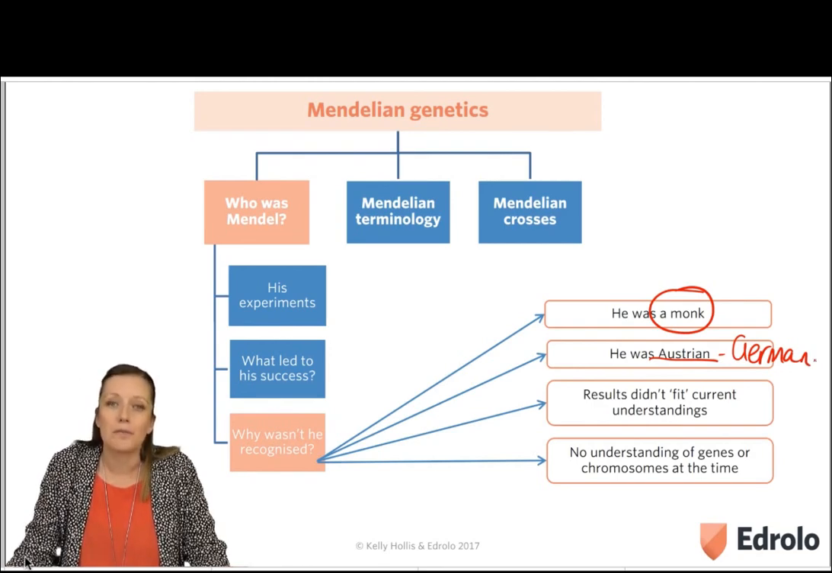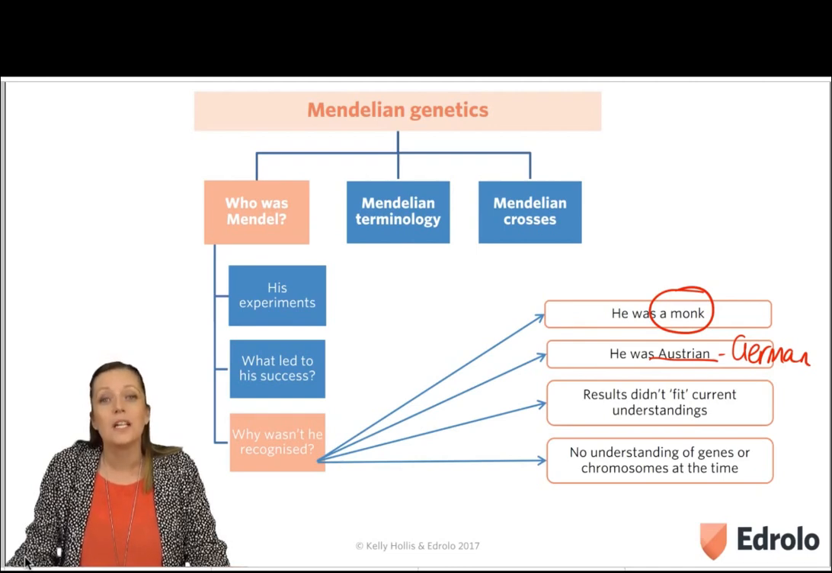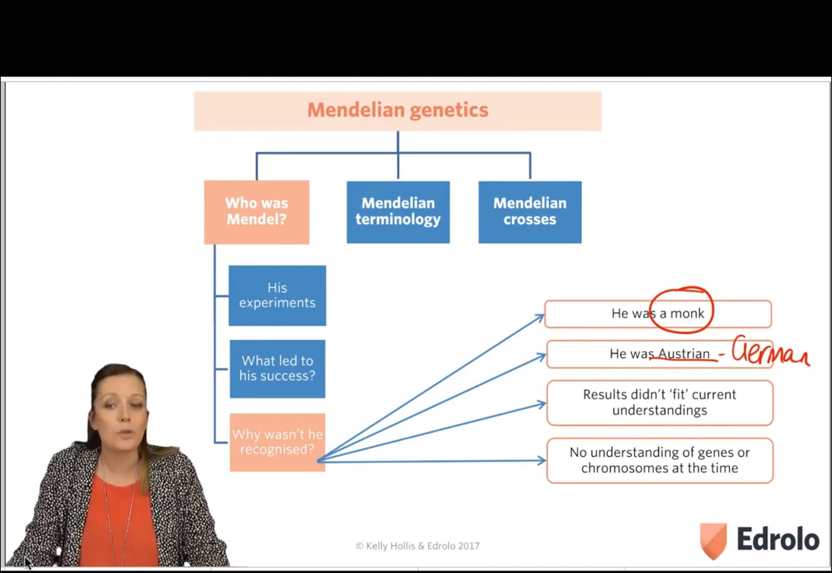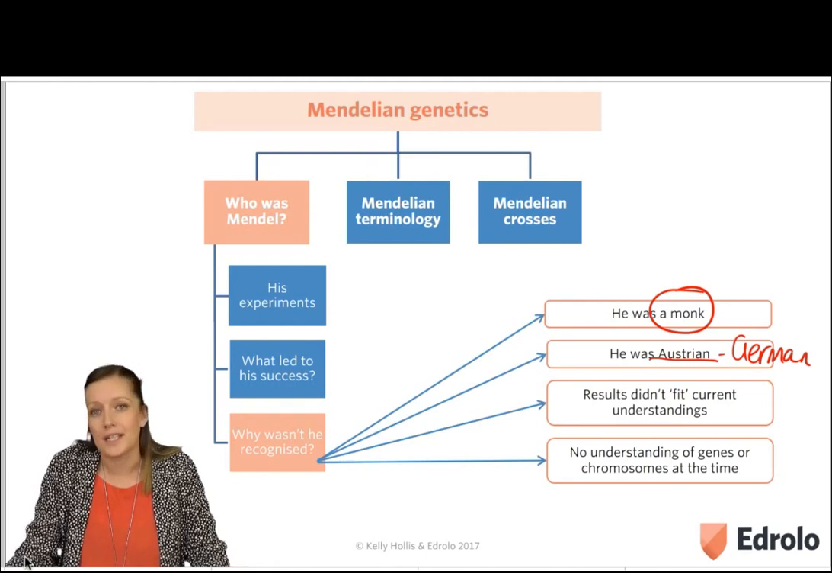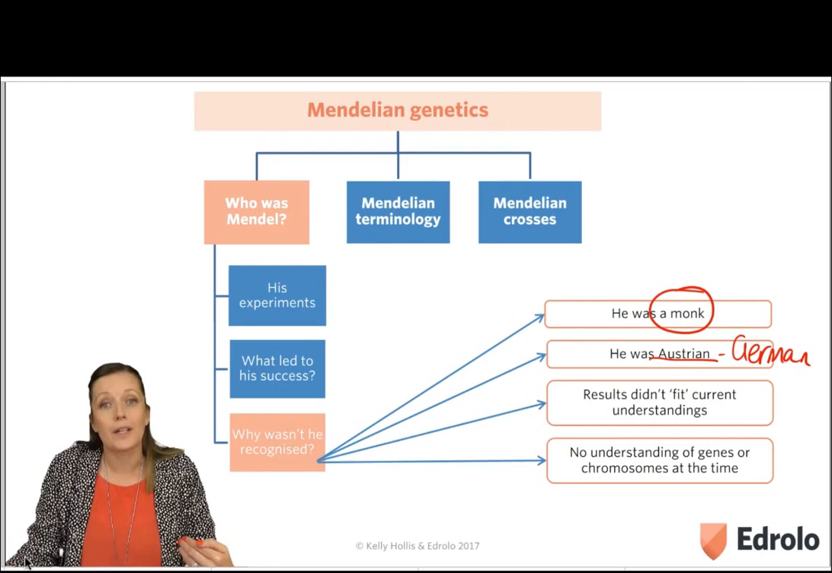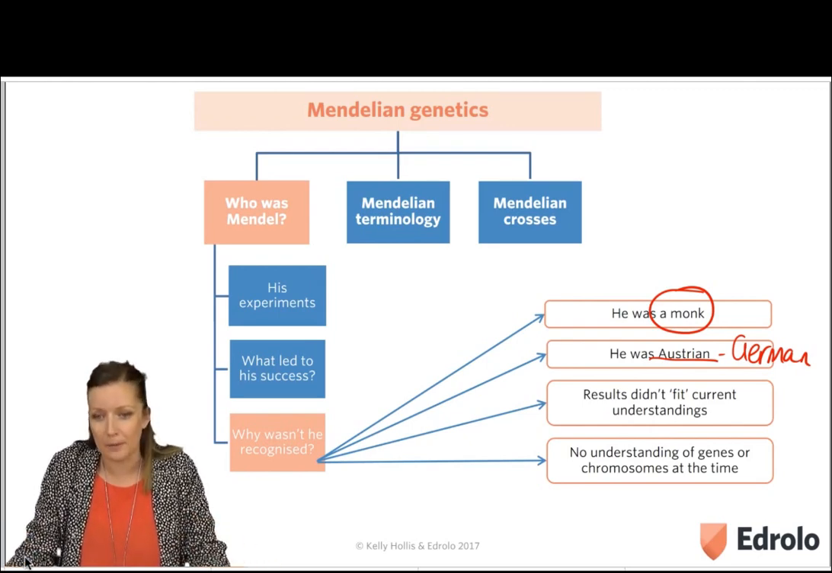At the time, English and French were the two languages that most scientific communities worked in. So therefore, again, his paper wasn't really accessible to many of the people that were in the scientific world at the time. The next reason was his results didn't fit current understandings of inheritance. At the time, it was believed that the offspring actually got a blend of the different characteristics of both the mother and the father, rather than there being one or the other characteristic that could actually overshadow the other.